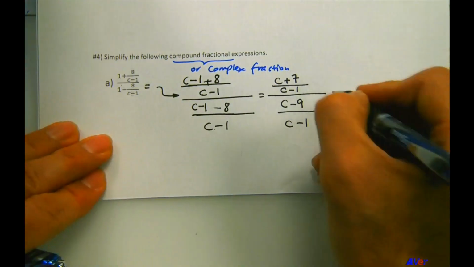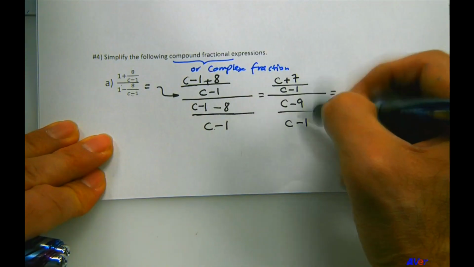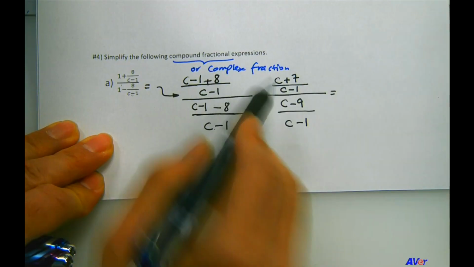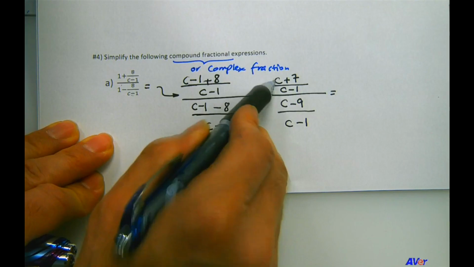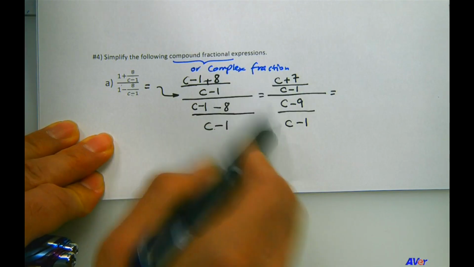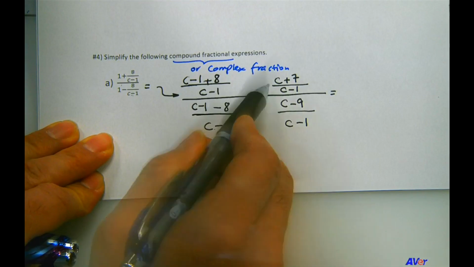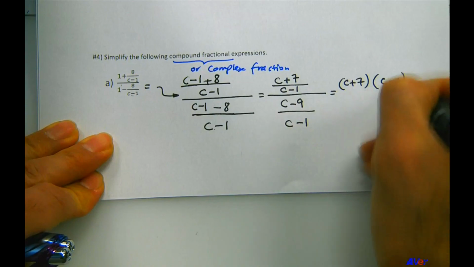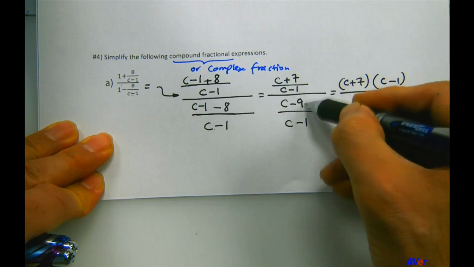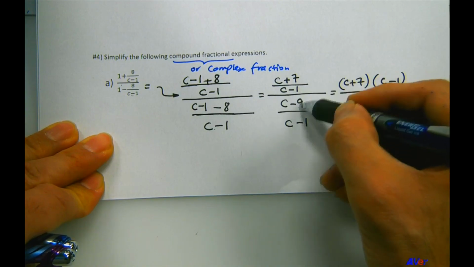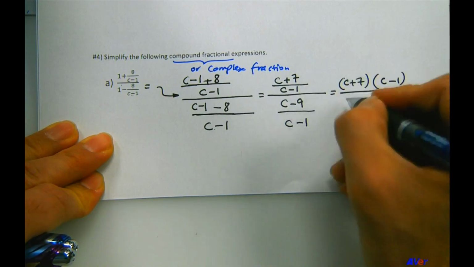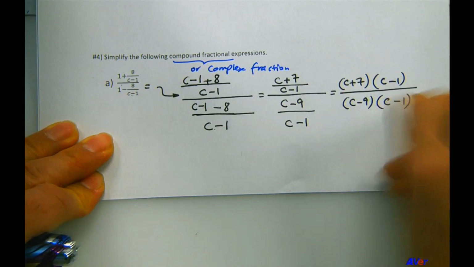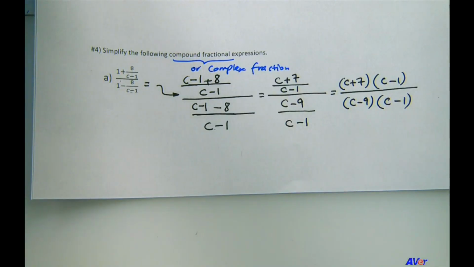So I've already mentioned how it's easiest to simplify a complex fraction. Take a look at the terms that are farthest away from each other, multiply them, and put them in the numerator. So c plus 7 times c minus 1 in the numerator. Then take a look at the terms that are closest to each other, multiply them and put them in the denominator. So c minus 9 times c minus 1. And we've gotten rid of the complex fraction.